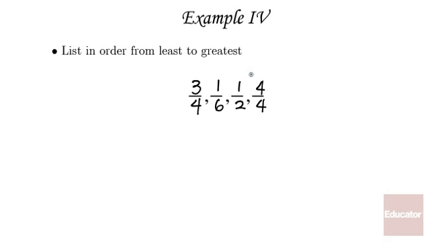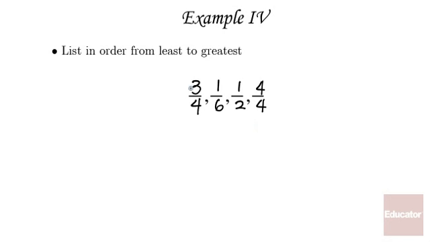This example, we're going to compare these 4 fractions, and we're going to order them from least to greatest. Now, since we're able to compare fractions, let's see which fraction is the smallest and which fraction is the greatest. So let's look at these. 3/4, 1/6, 1/2, and 4/4.